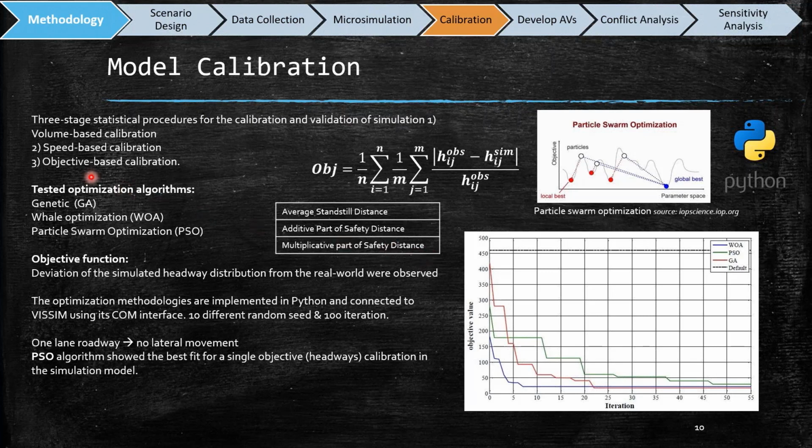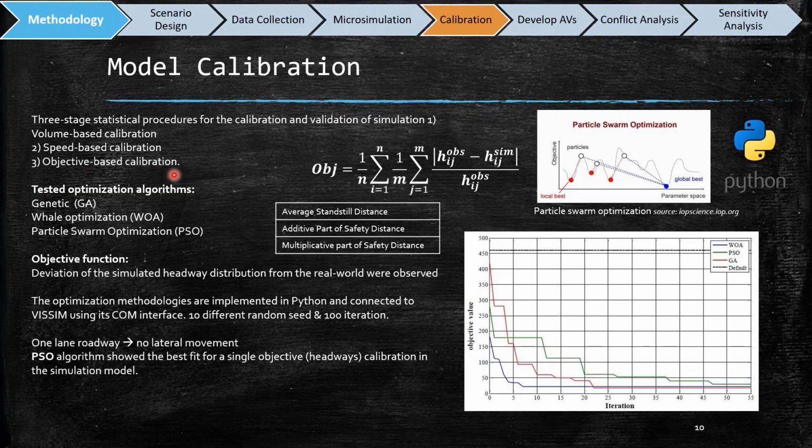So there are many methods we had over there. We have volume-based calibration, speed-based calibration, and objective-based calibration. Prior studies focus on them, and some of them maybe use a merge of them for calibration. But here we focus on objective-based calibration, and our objective is the headway between vehicles.